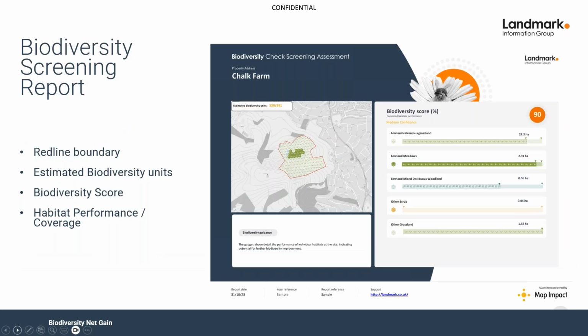This is the report, looking at a site. This is our Chalk Farm sample site. On the first page you have the red line boundary on the map, together with estimated biodiversity units, which you can just about make out in orange, together with the opportunity as well, so the total number of potential units within that particular site. On the right, you have the biodiversity score, and you also have the habitat performance and coverage in hectares.